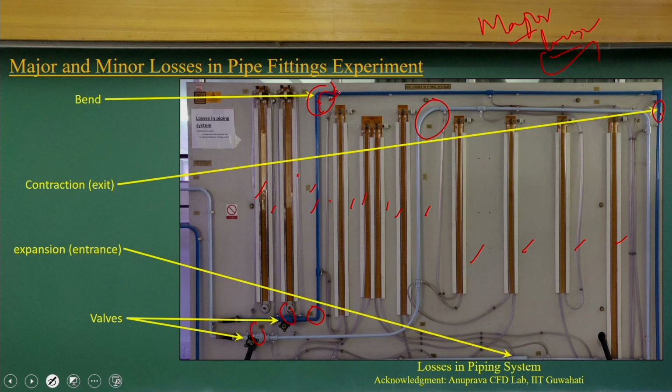So these are the experiment setups. The students conduct the experiment with different discharges, measure the pressure difference, and with simple calculations they quantify how much energy loss or head loss happens for the minor components as well as the major components, like those due to friction and the fittings, the elbow, the bends, the exit, the valves. We consider all of them to find out how much energy loss is happening.